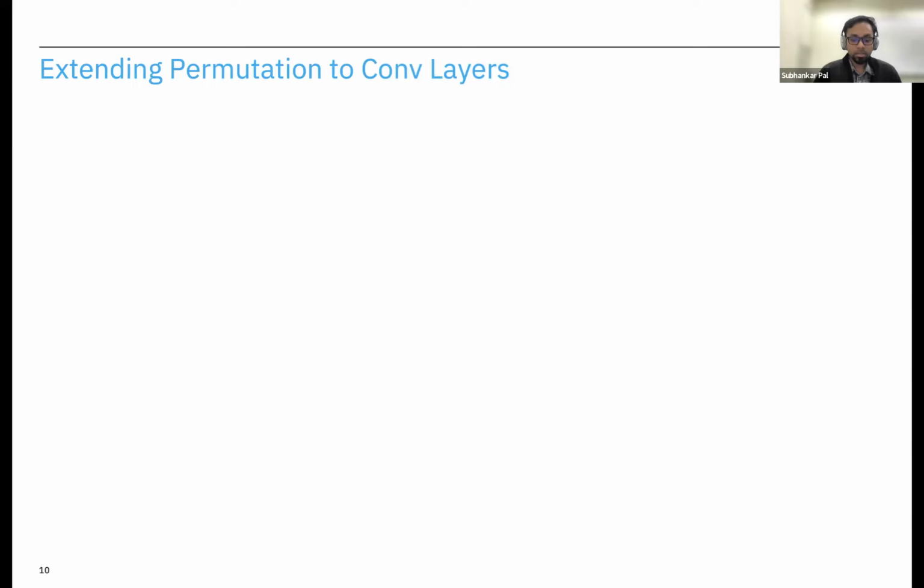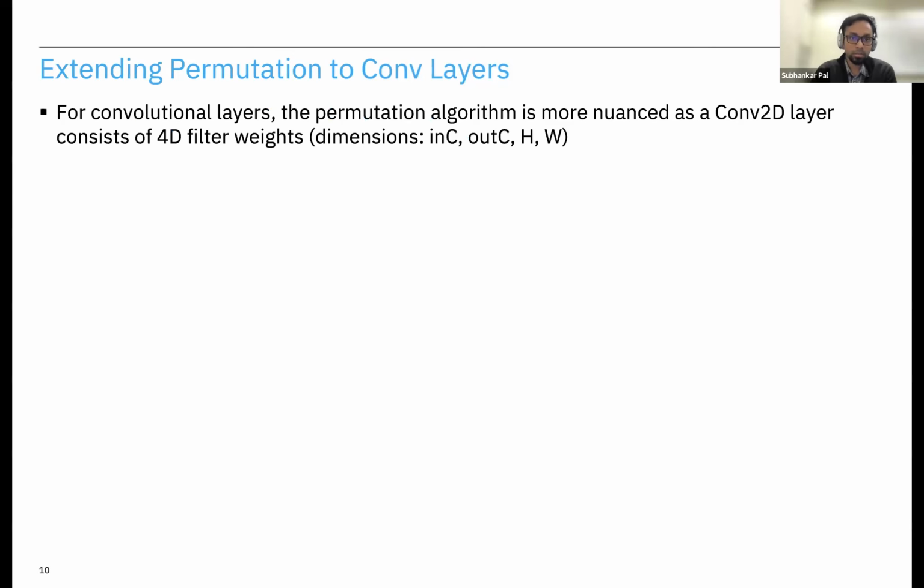So that was solving the problem with fully connected layers. And then we also extended it to convolution layers. Here, the algorithm becomes more nuanced because the conv2D layer consists of 4D filters.